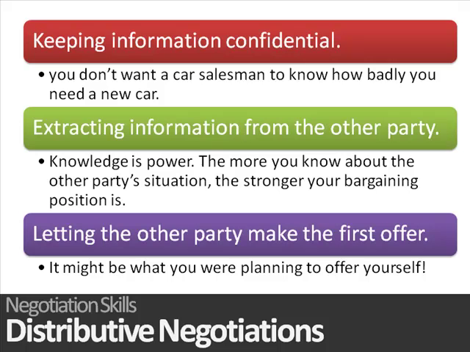An example of distributive negotiation is haggling over the price of a car with a car salesman. In this type of negotiation, the parties are less interested in forming a relationship or creating a positive impression. Distributive negotiations involve keeping information confidential. For example, you don't want a car salesman to know how badly you need a new car or how much you are willing to pay.